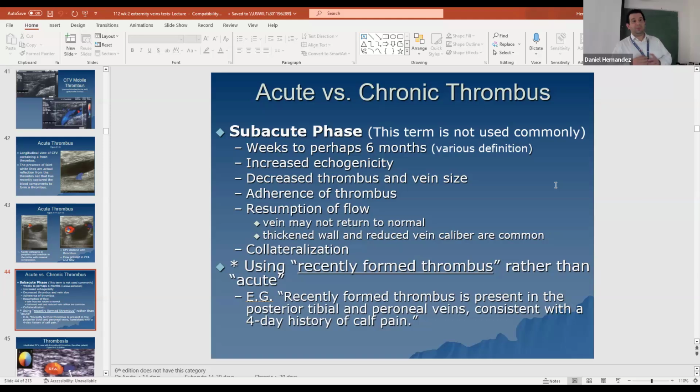In this subacute phase, we also can see collateral vessels that develop around it. So we might see collateral channels or collateral veins that open up, trying to get blood flow around that initial occluded main vessel. So labs often recommend using terms like recently formed thrombus rather than acute when we want to describe this phase.